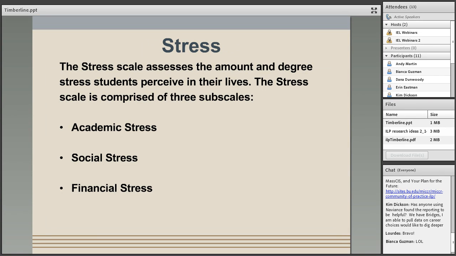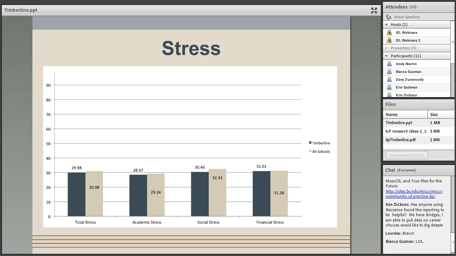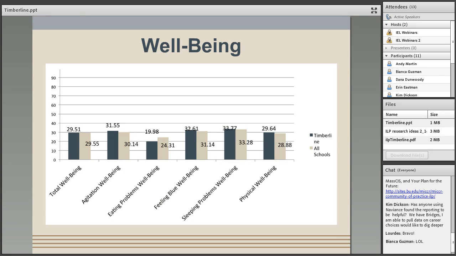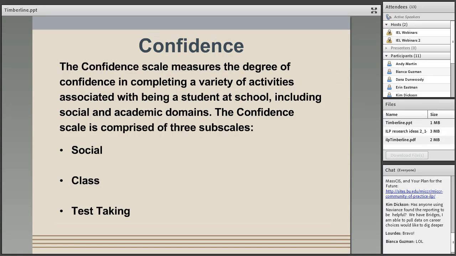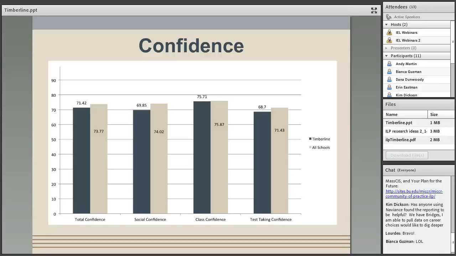We looked at stress, and we've got 3 different levels there in terms of academic, social, and financial stress. Well-being is a really interesting one, and looking at this as kind of a barometer. This is one of the core outcomes of psychological and emotional distress, but it would be under that personal social outcome piece that's so important within the American School Counseling model. We have academic self-efficacy, which is one of the big variables in this whole process. Timberline's coming out a little bit lower on some of the confidence, so that would raise some question marks as to what might be going on around social and test taking.